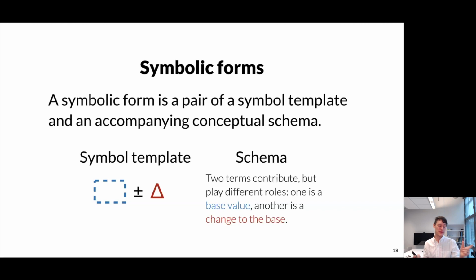So with a symbol template like having an expression, plus or minus, some other expression that represents a delta, the corresponding schema or explanation is that you've got these two contributing terms, but they play different roles. One of them is a base value, and another one is a change to the base. And our interpretation of formulas oftentimes involves the identification of these symbolic forms and then ascribing meanings towards them from those conceptual schemas. And there are many, many of these symbolic forms.